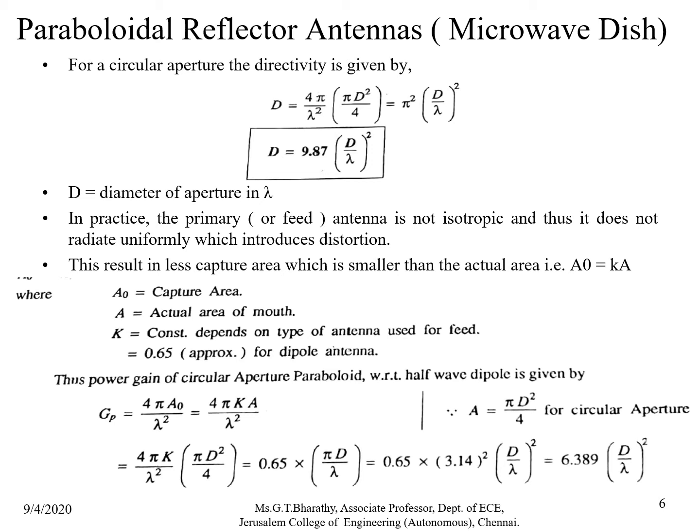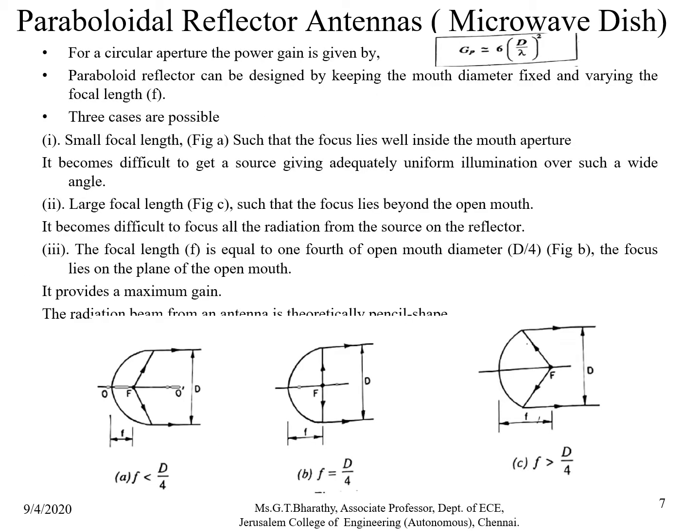The power gain of a circular aperture paraboloid with respect to a half wave dipole as a feed is given by GP is equal to 4 pi A0 by lambda square. Substituting A0 as K into A, and A of a circular aperture as pi D square by 4, we get the power gain of a circular aperture paraboloid as 6.389 (D by lambda) the whole square. Approximately, for a circular aperture, the power gain can be written as GP is equal to 6 (D by lambda) the whole square.